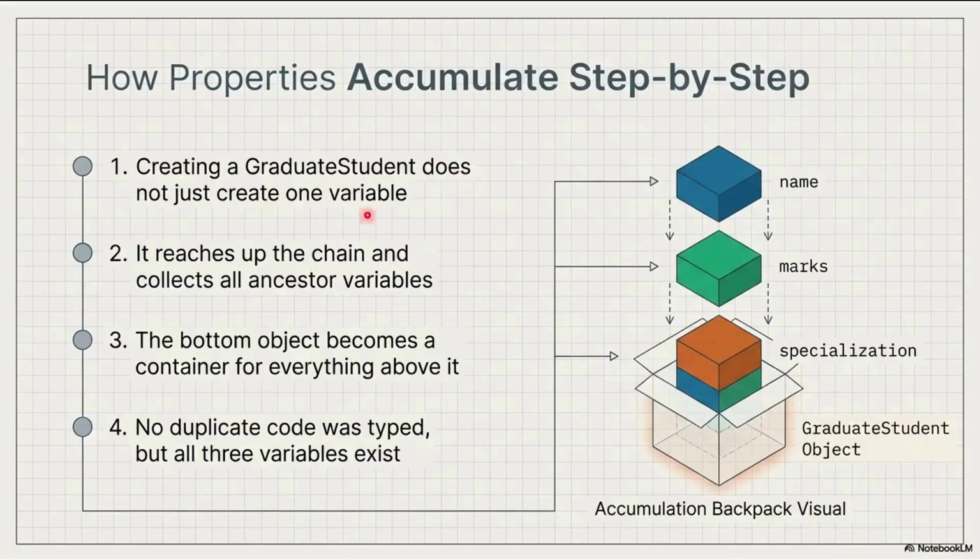Creating a graduate student does not just create one variable, that is specialization. What it does is reach up the chain and collect all the ancestors' variables. So it will carry the marks also, it will carry the name also. The bottom object becomes a container for everything above it. Understand it? It becomes a container which will have all the properties from the top class. No duplicate code was typed, but all three variables exist. So it will have name, marks, and specialization. And this is very important to understand in multi-level inheritance.